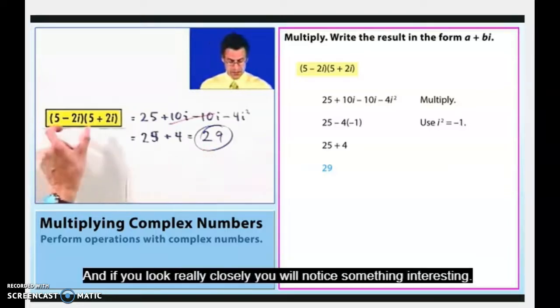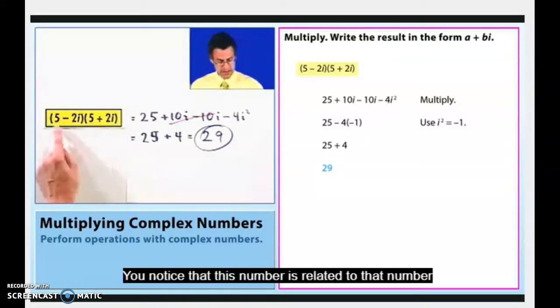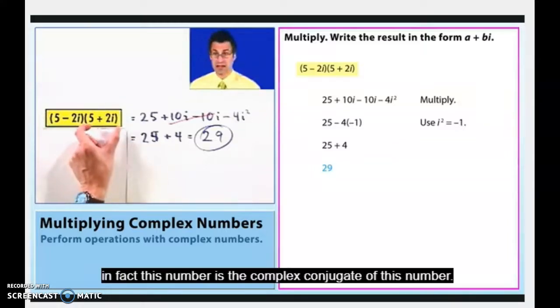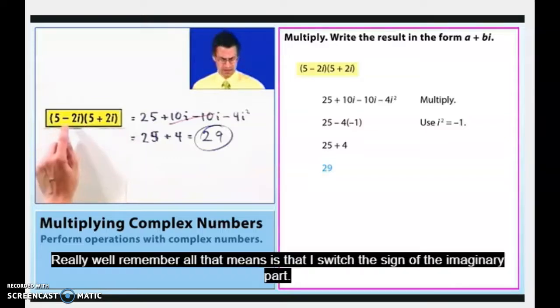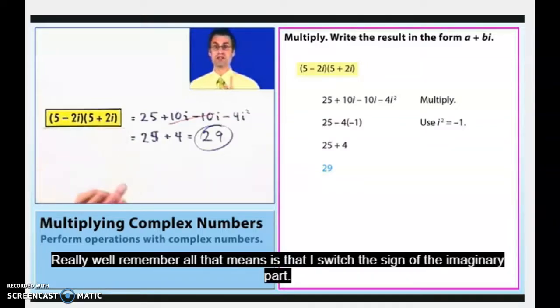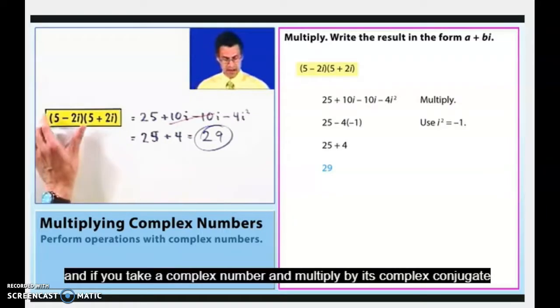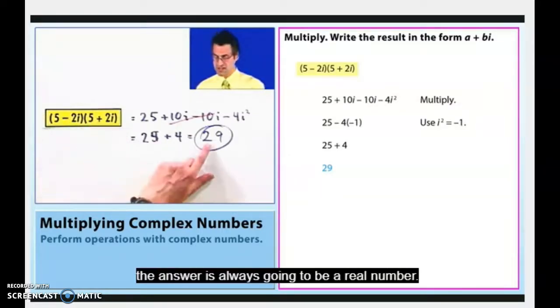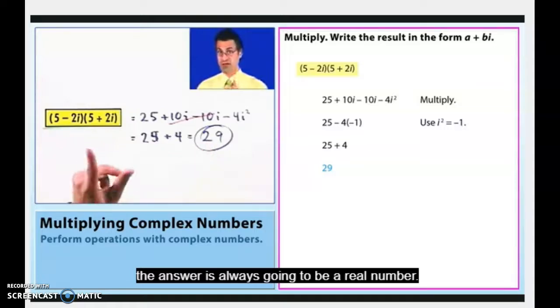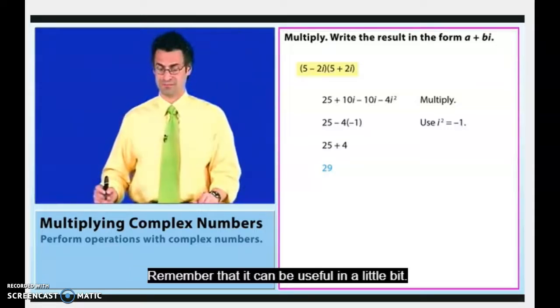And if you look really closely, you'll notice something interesting. You'll notice that this number is related to that number. In fact, this number is the complex conjugate of this number. Really? Well, remember, all that means is that I switched the sign of the imaginary part. This is a really cool and important fact: if you take a complex number and multiply it by its complex conjugate, the answer is always going to be a real number. Remember that. It's going to be useful in a little bit.